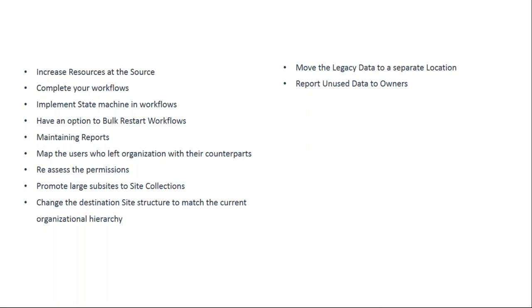Reassess the permissions. Again, over the years, a lot of permissions would have been given. The user either would have moved out of the company or moved to a different department. So it's always better to go back and check the permission matrix and see if the permissions are still valid, and if the user who has permission actually needs to be there. Migration is the best time to do the reassessment and make sure the destination environment is better configured in terms of permissions.